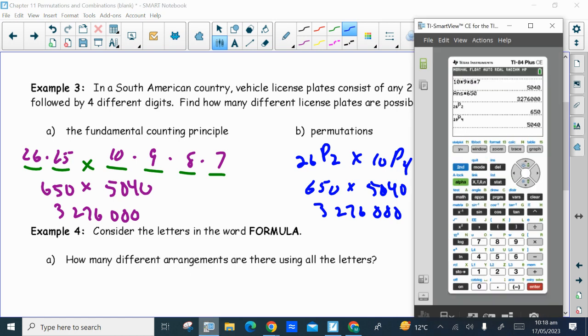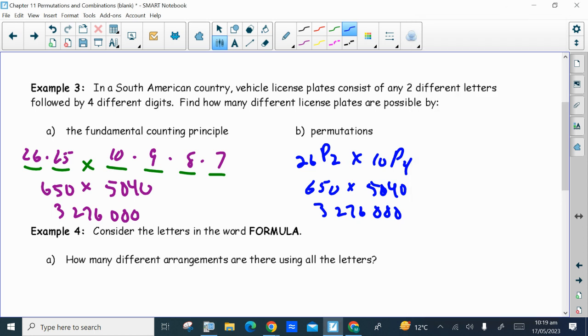Now you could have put this entire expression in and done it all in one step. 26P2, just have to use the arrow key to go over away from the 26. Whoops, I chose C. I need to fix that. So there's the 26P2 times 10P4. So it'll find the value of each and multiply them together.